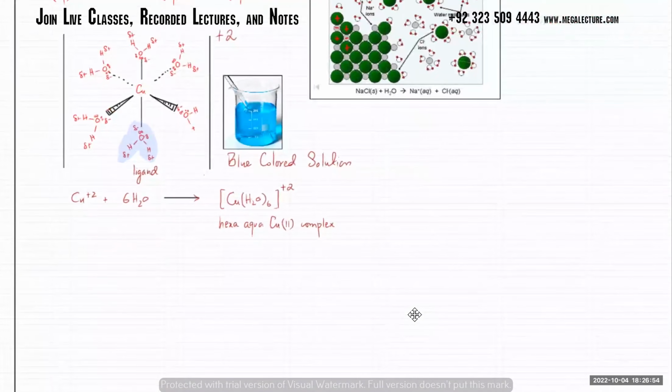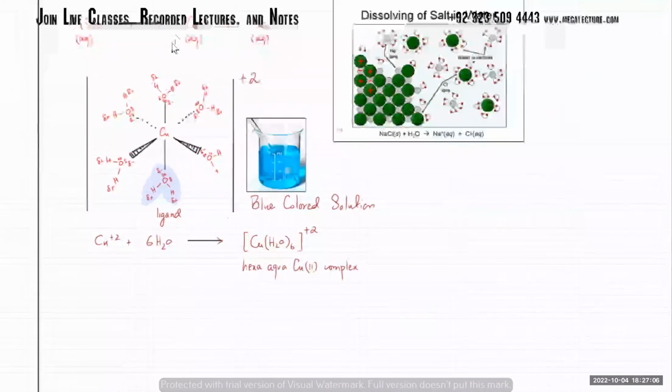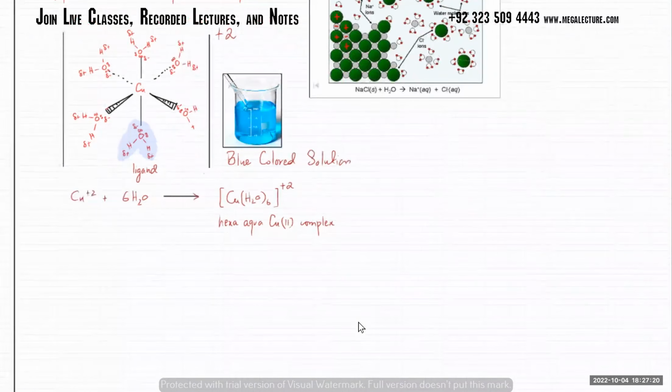Remember, whatever I write on the board is the only thing that's important, and the questions are going to be exactly the same. They're going to ask you what happens when copper ions mix with water. This is the complex that's going to form. They might ask you to draw this, or for the formula of this, or for the color of this. So you just have to remember this.